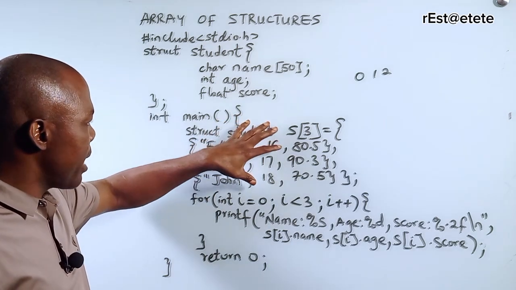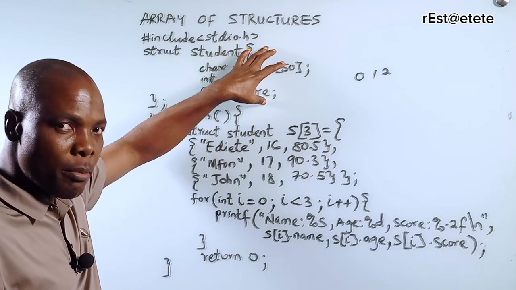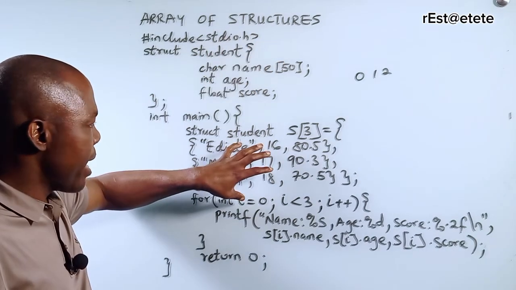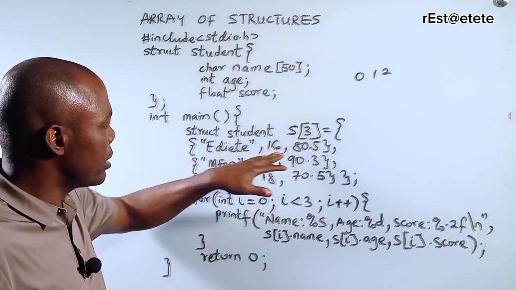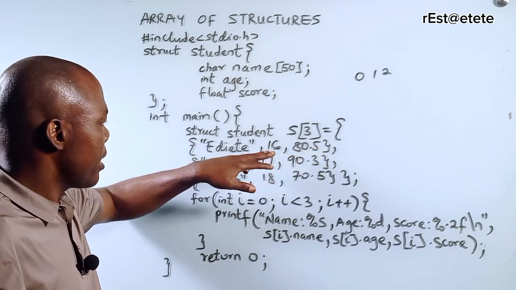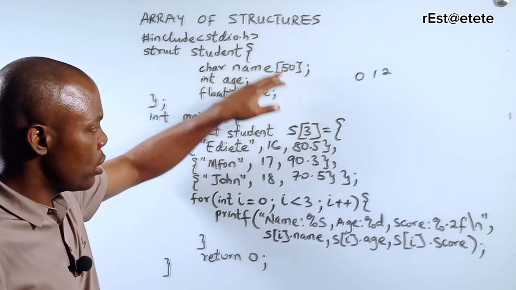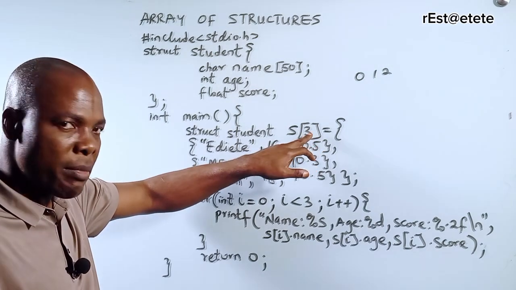I have declared my array of structure here. First, I created the structure, the template, which is the blueprint of the structure. Then I created my array. So this array first is having all these members. And each of these members is what? Is a structure. So I have 3 students in the class, and that is what I'm having here.